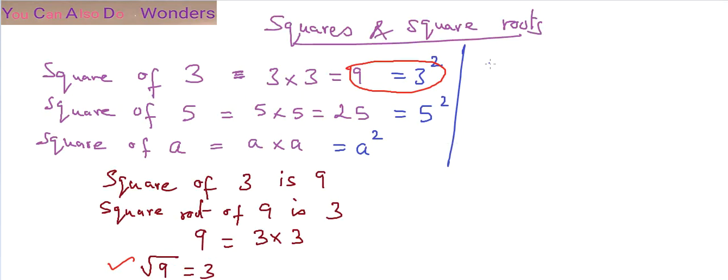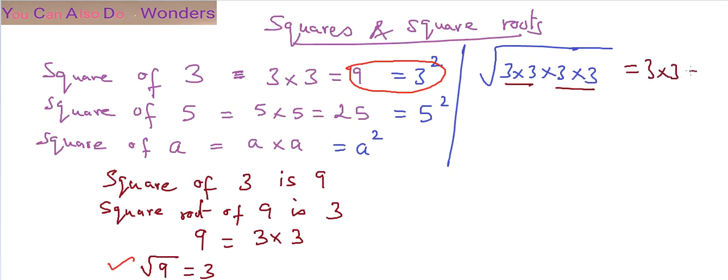So what is square root of 3 into 3 into 3 into 3? Again, for every two 3's you take out one 3. So here 3, 3, so it is equal to 3 into 3, which is equal to 9. So what is 3 into 3 into 3 into 3? 3 into 3 is 9, 9 into 3 is 27, 27 into 3 is 81. So square root of 81 is equal to 9.